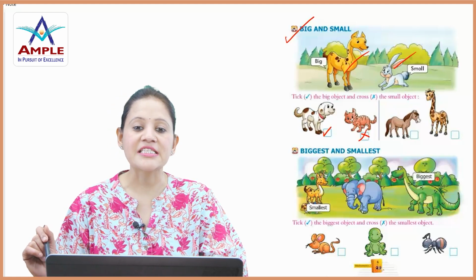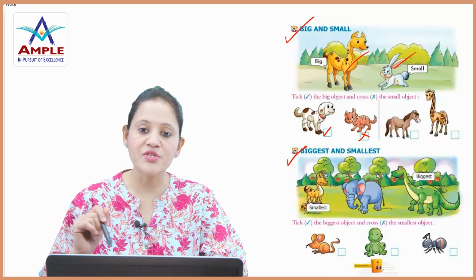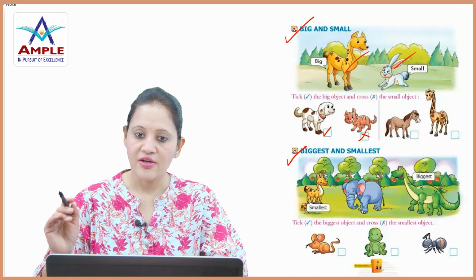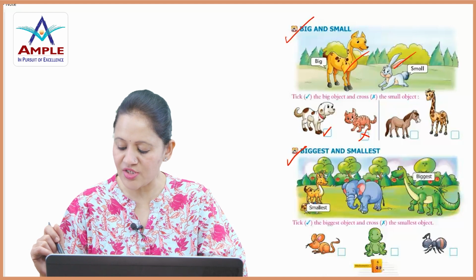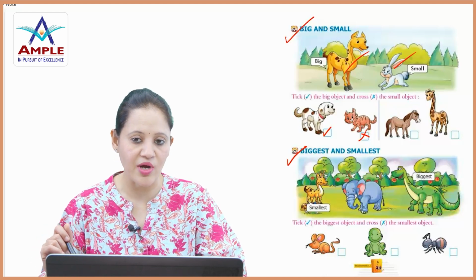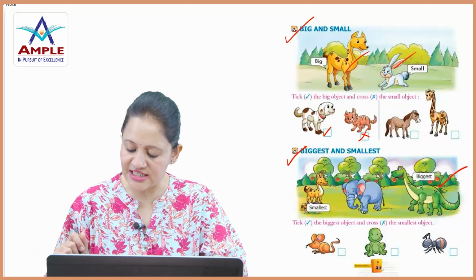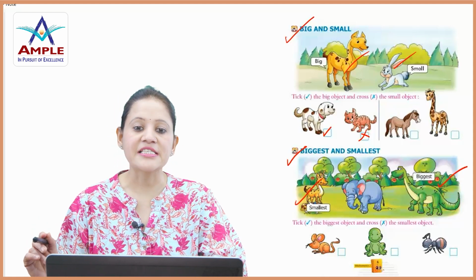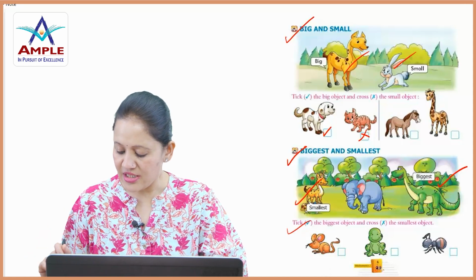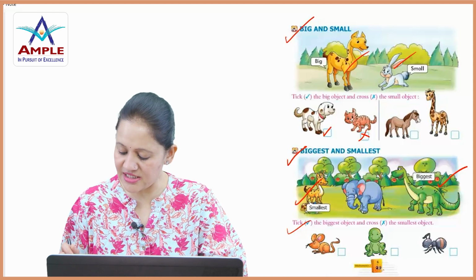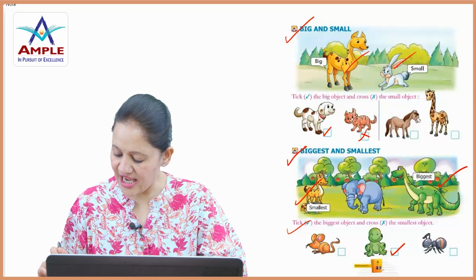Clear? Next, biggest and smallest. Biggest means in all which one is bigger in size. Clear? So among these three animals, which one is the biggest and which one is the smallest? So biggest is this dinosaur and the smallest is deer. Clear? Next, take the biggest object and cross the smallest objects. So among these three, which one is the biggest? This one. So we'll take it and we'll cross the smallest, that is ant. Clear?